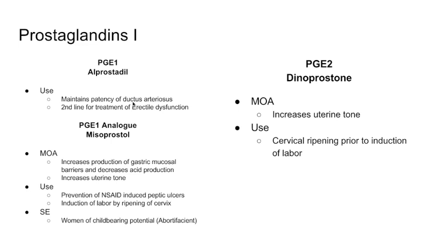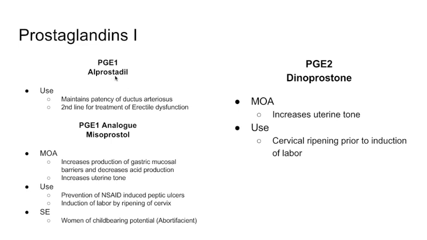As we know, a lot of children are born with a patent ductus arteriosus, and in some instances we need to keep it open until a surgical fix is obtained, so alprostadil is used for that. It's also used as a second-line treatment for erectile dysfunction. The reason it's used for that is because it causes vasodilation and engorgement of the erectile tissue, so it leads to erection.